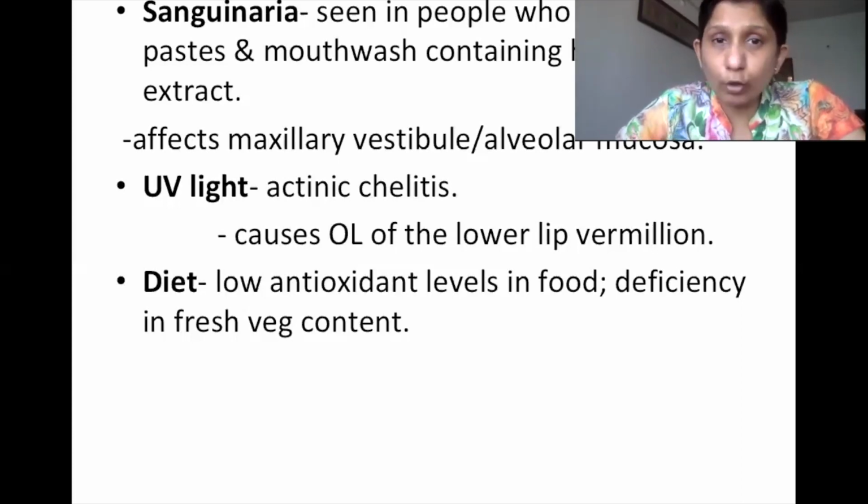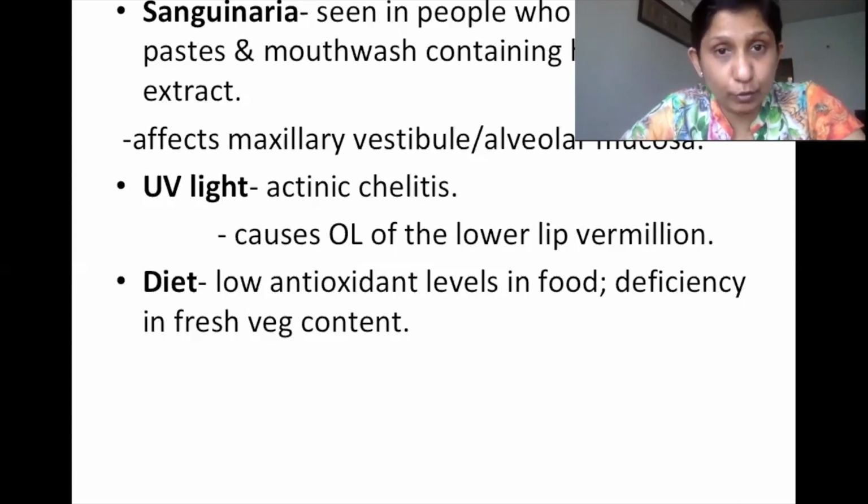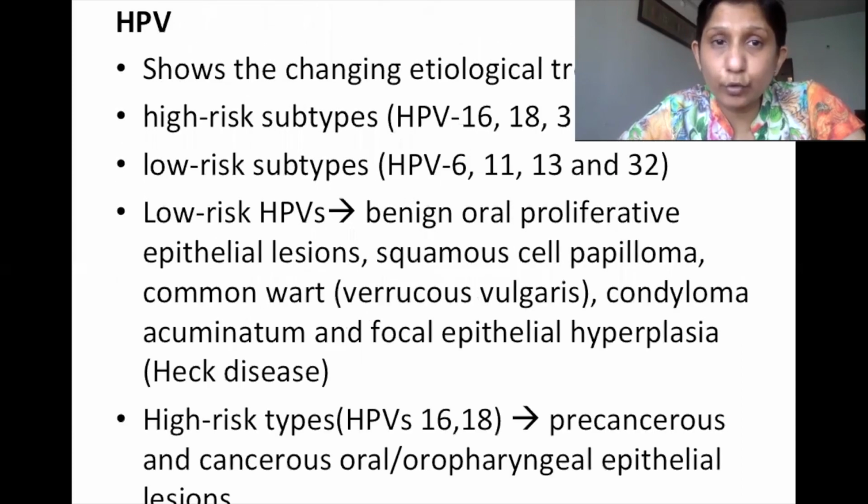Then diet also has a major role to play, where you have very low antioxidant levels. That is when you can develop these kinds of lesions, when your immunity goes down. Which is why, when a leukoplakic patient comes to you, you have to prescribe a vitamin B complex and antioxidants to them. So that's about the etiology of leukoplakia.